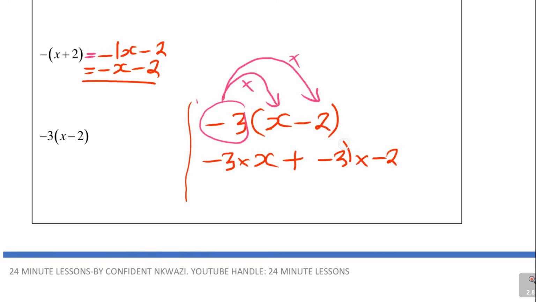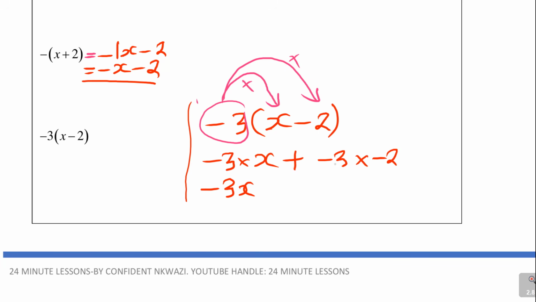You can put brackets like this. It's still fine to separate the positive and negative. But even if you didn't put that, there is no one who's going to penalize you, you know. Then you're going to say minus 3 times x is simply minus 3x. That one, you don't have to worry.